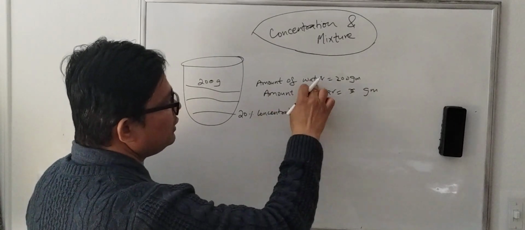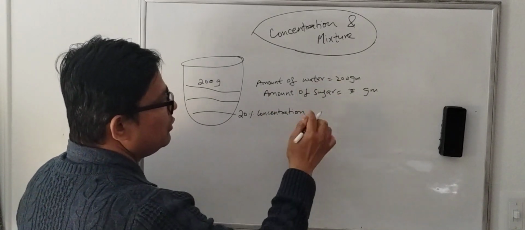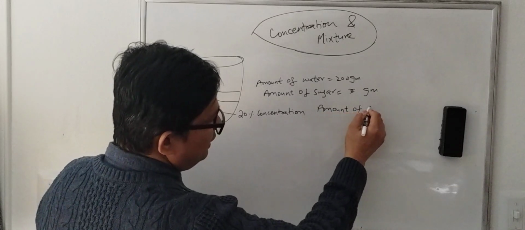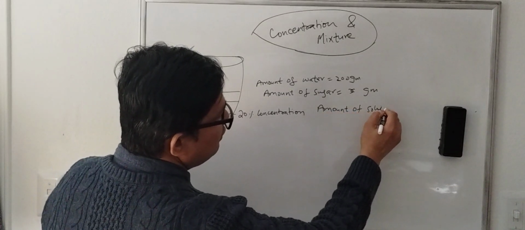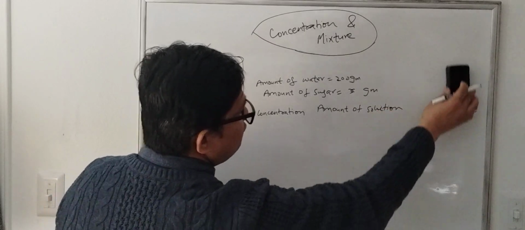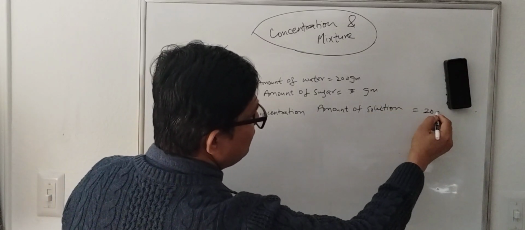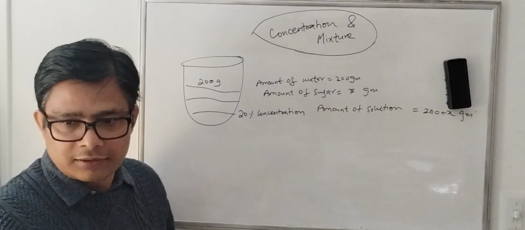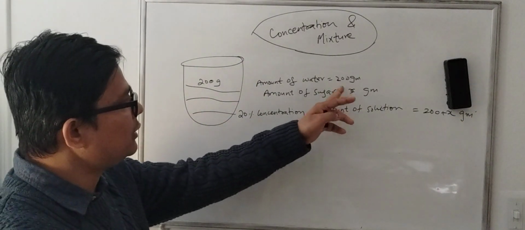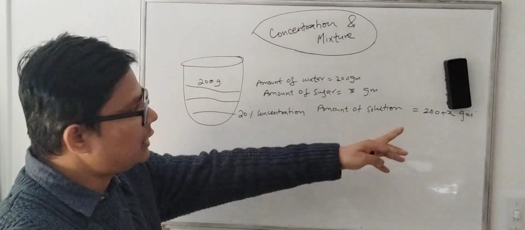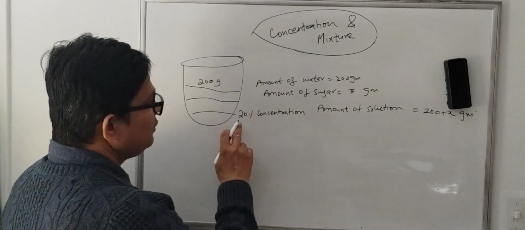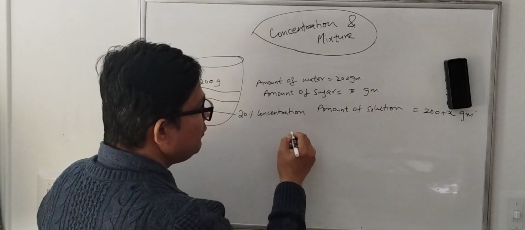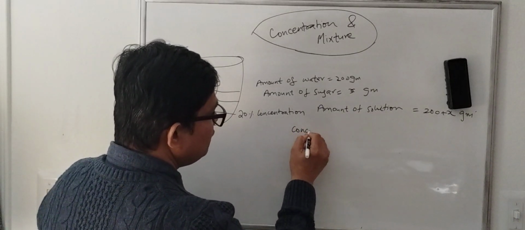So now if you have water 200 gram, sugar x gram, what will be the amount of solution? This is again a basic thing. 200 plus x. Got it? This is x, this is 200. You will put x in this one, that will become 200 plus x. Now the question is saying 20% concentration. So use the concentration formula.